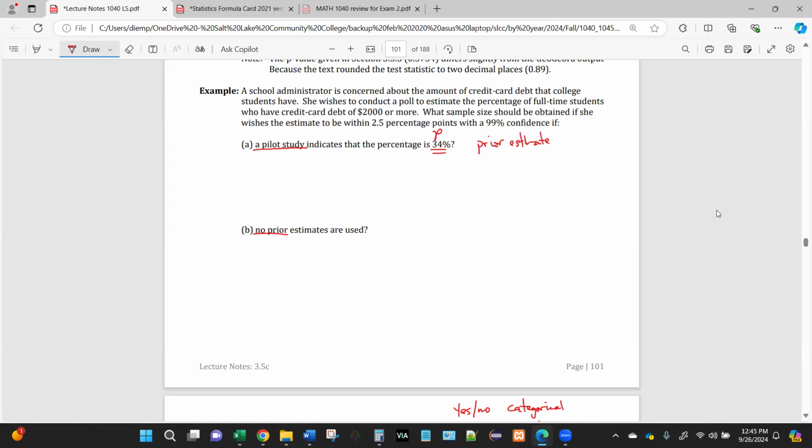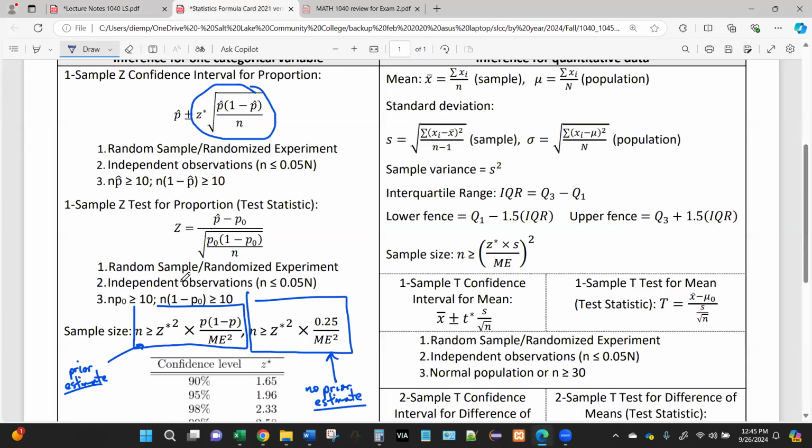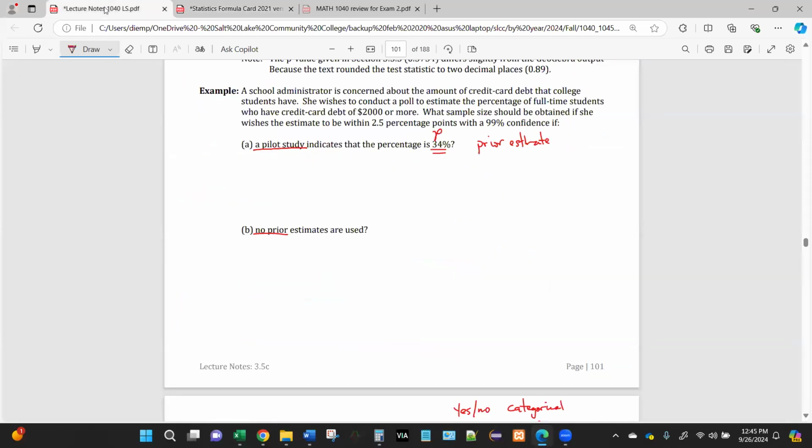So let's pull over that prior estimate formula. We're going to go to the formula card and take this one over here. So we go n greater than or equal to z star squared, p times 1 minus p, over margin of error squared. So you need three things. You need your critical z-score, you need p, and you need your margin of error. Okay, so p is the prior estimate.